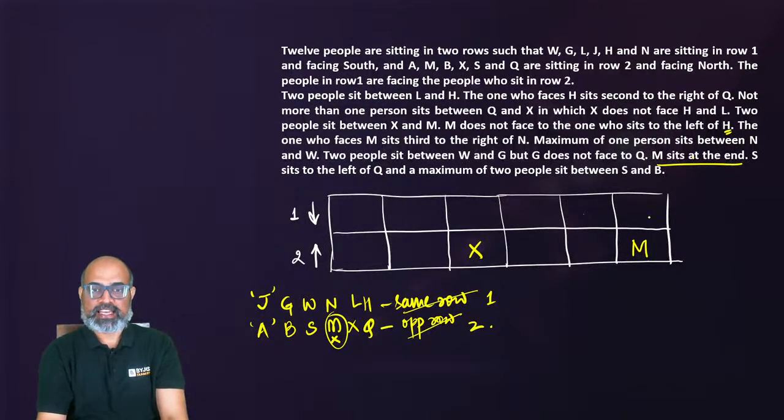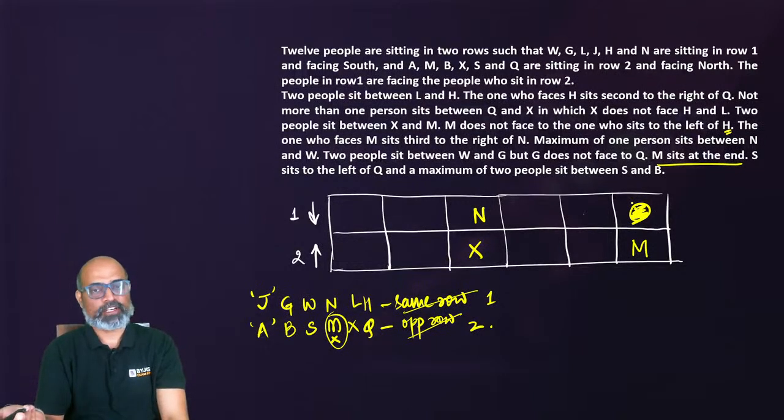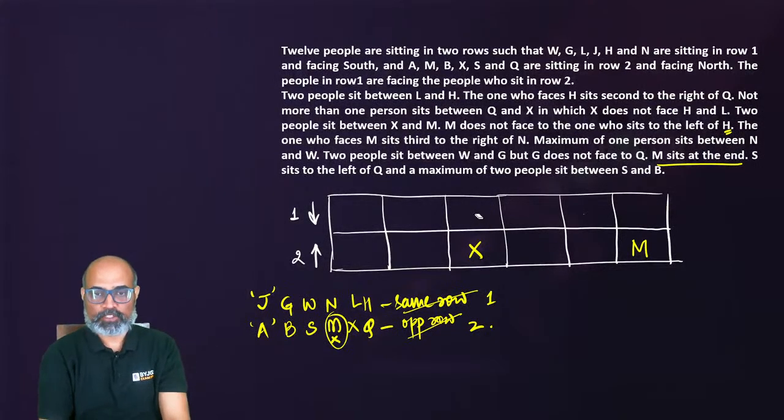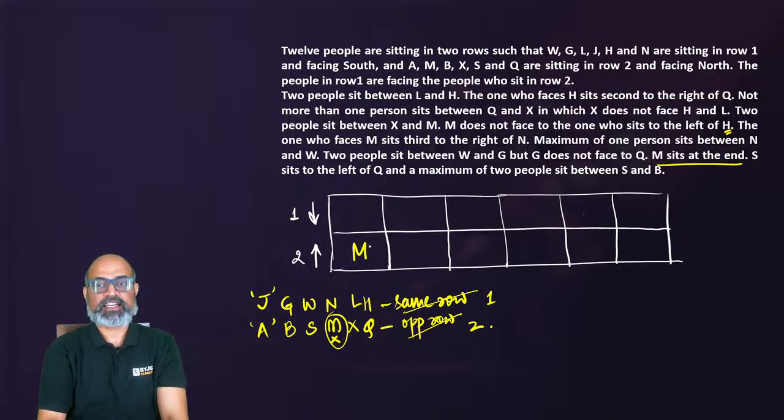The one who faces M sits third to the right of N. Now third to the right of N, so whoever is this guy, and if I place suppose N over here, whoever this guy is, this is not X, okay, so somebody is over here, so this guy is going to be left of N and not right of N. That tells us that M is not at the rightmost end, M is on the leftmost end, because we don't have any other possibility. So we will have to redo. M sits at one of the ends.